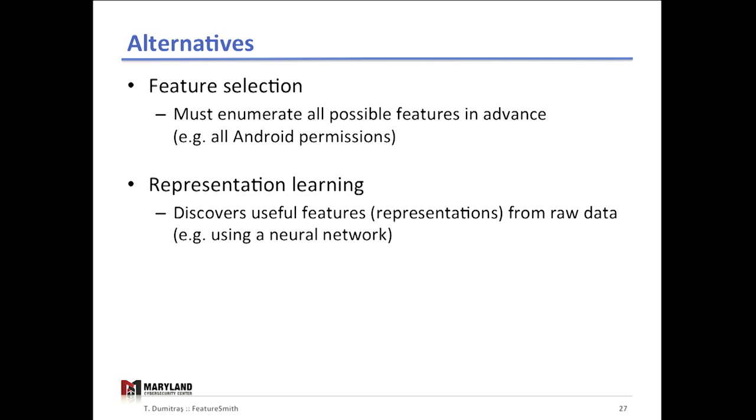I want to mention two alternatives to automatic feature engineering. First of all, if you can enumerate all your features in advance, so let's say all the possible Android permissions, and you have access to a ground truth with labeled benign and malicious samples, then you can use a feature selection algorithm in order to determine which are the best features to separate the benign and malicious classes. Representation learning is another technique that discovers useful features from a labeled ground truth, for example, by using a neural network.